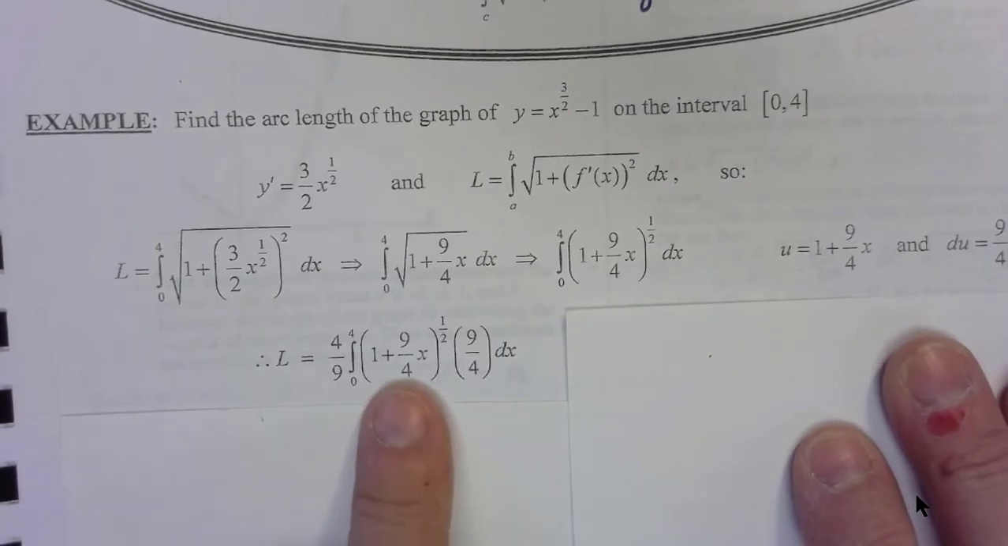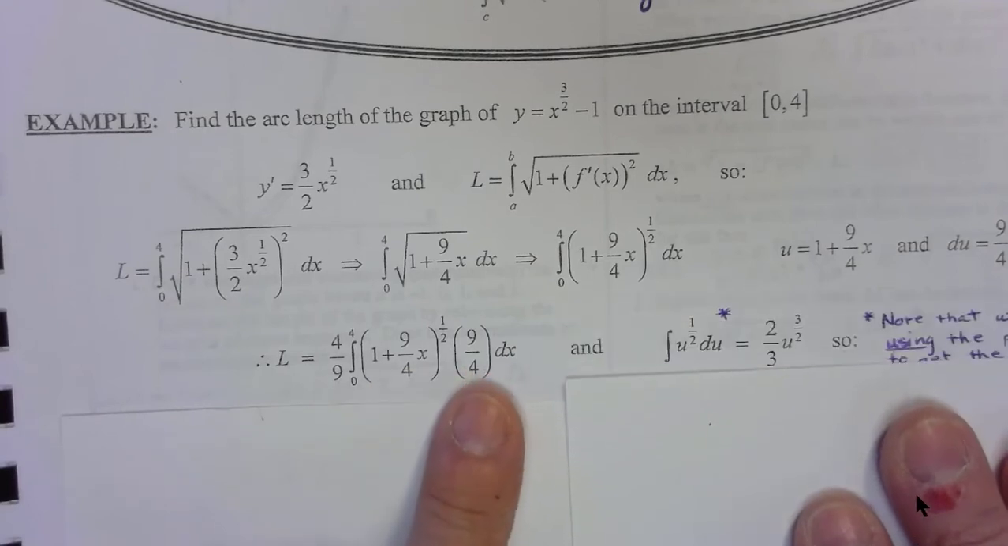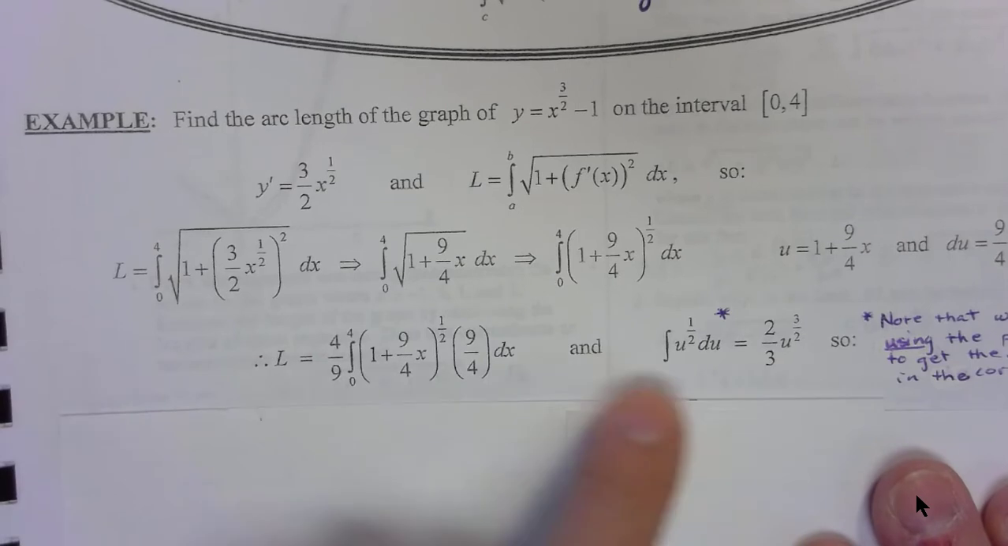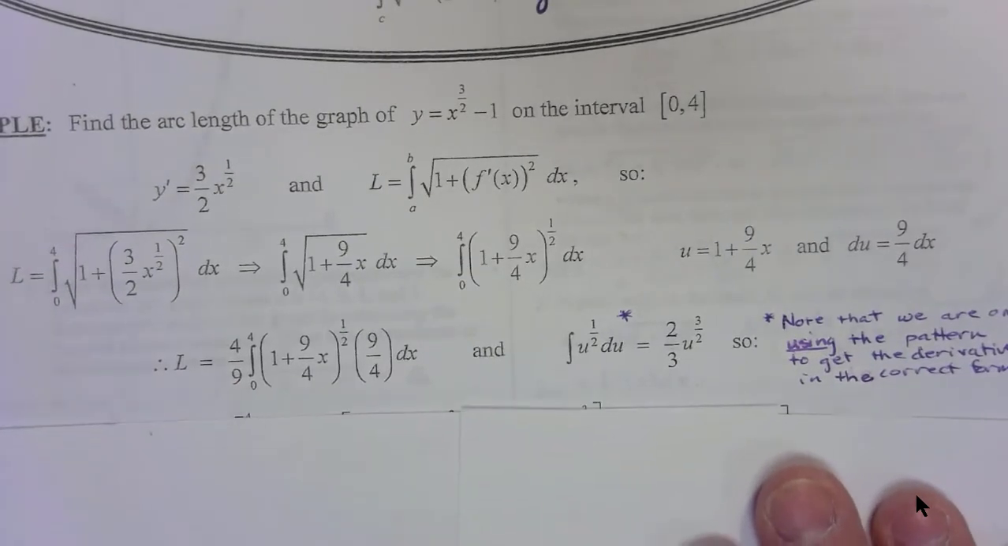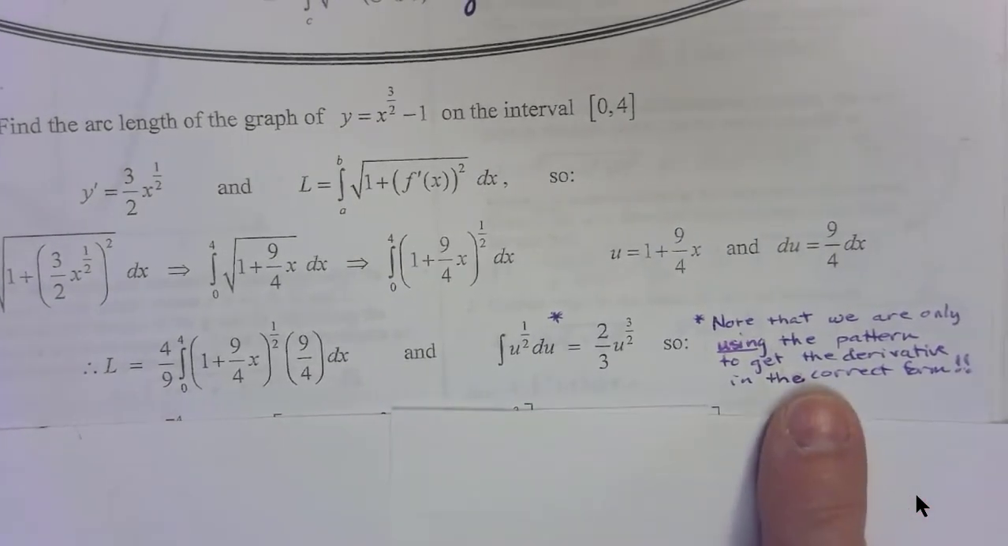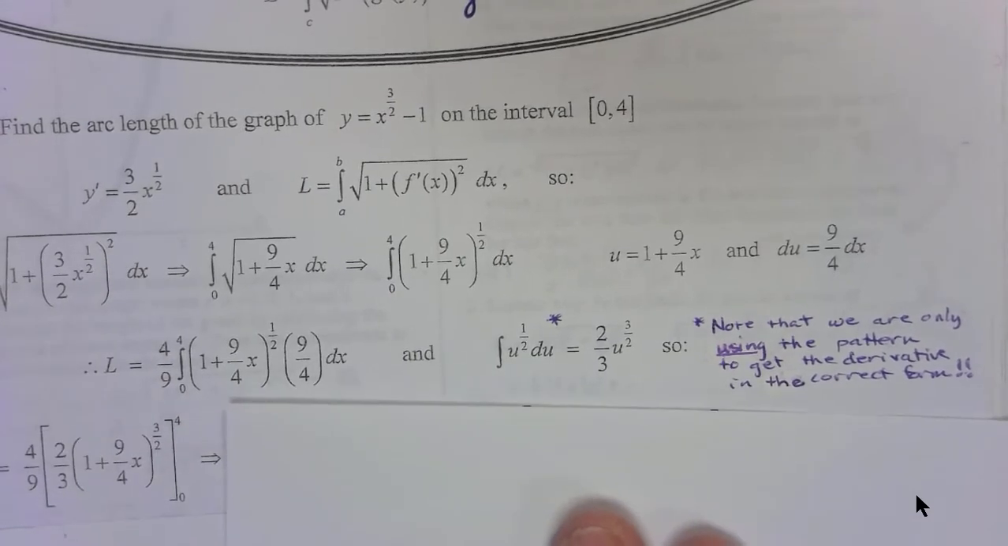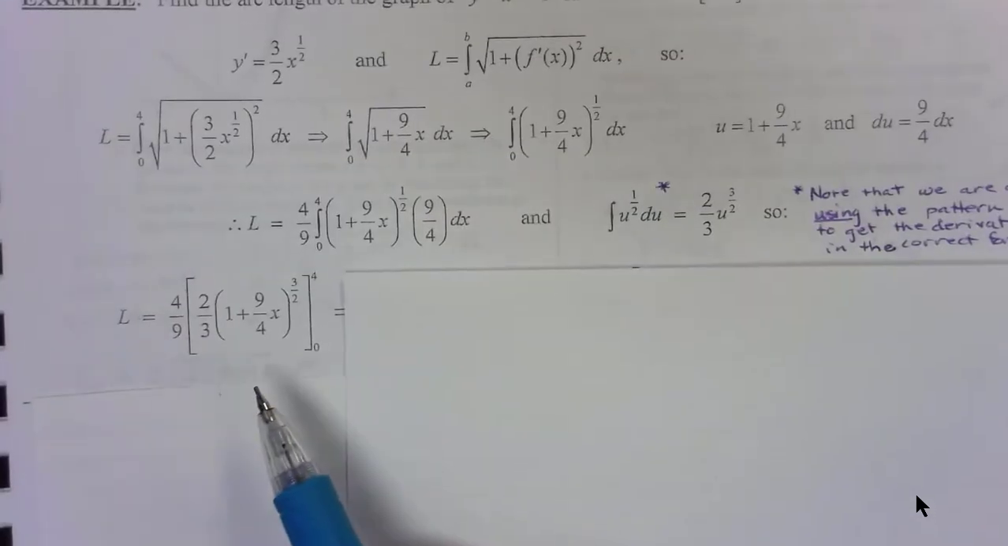And I am now looking at an integral of the form u to the 1/2 du, which we know anti-differentiates to 2/3 u to the 3/2. Now note that we're only using the pattern to get our derivative in the correct form, but we're going to go ahead and anti-differentiate. What can we do to make our work easier?